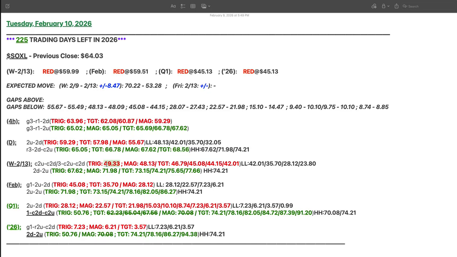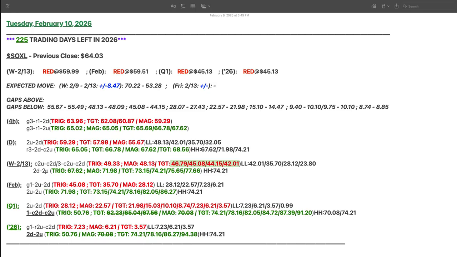All right. 49.33, we trigger this 3 combo 2 up, combo 2 down. That magnitude is 48.13, so not too big of magnitude on that reversal, but there is kind of a domino effect that can start to kick in with combination STRAT reversals once we reach that 48.13. So just watch out for those extended targets if we do break 2 down on the week.